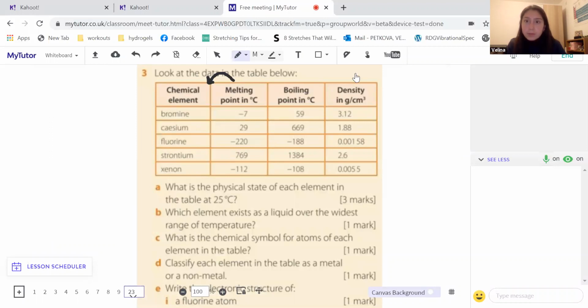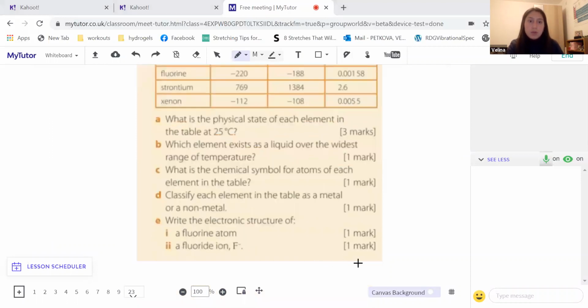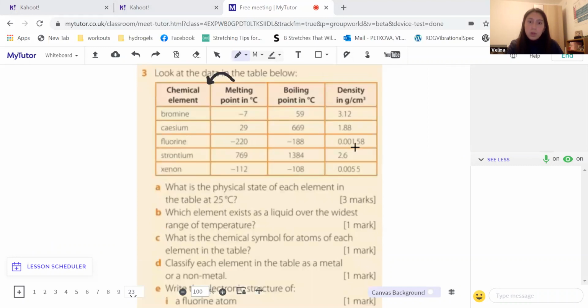So next one, classify each element in the table as a metal or a non-metal. So which ones do we think are metals? Do people want to jot that down? Which ones are non-metals? Yeah, good. Yeah, so cesium and strontium are the only metals. Yeah, brilliant. So only cesium and strontium are metals and the rest are non-metals.